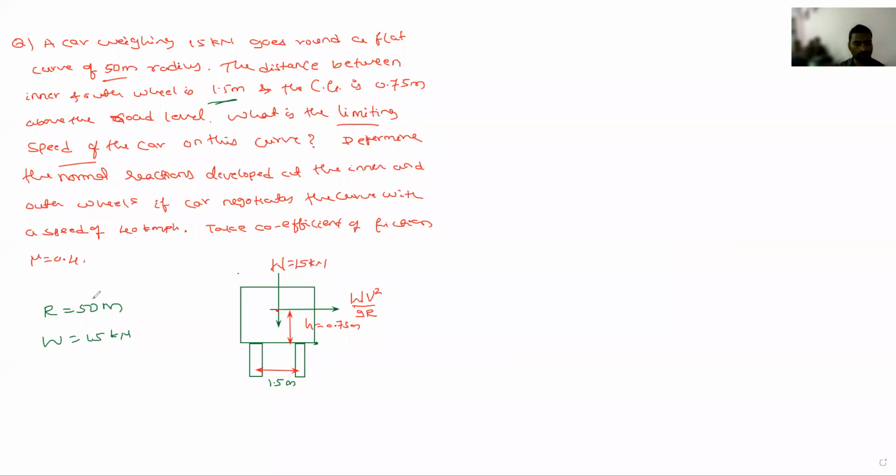Consider dynamic equilibrium of the car. Forces acting on the car are shown in figure.